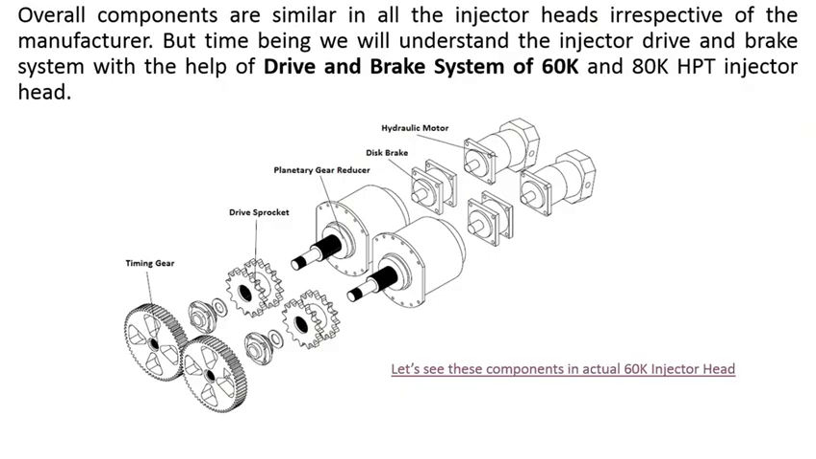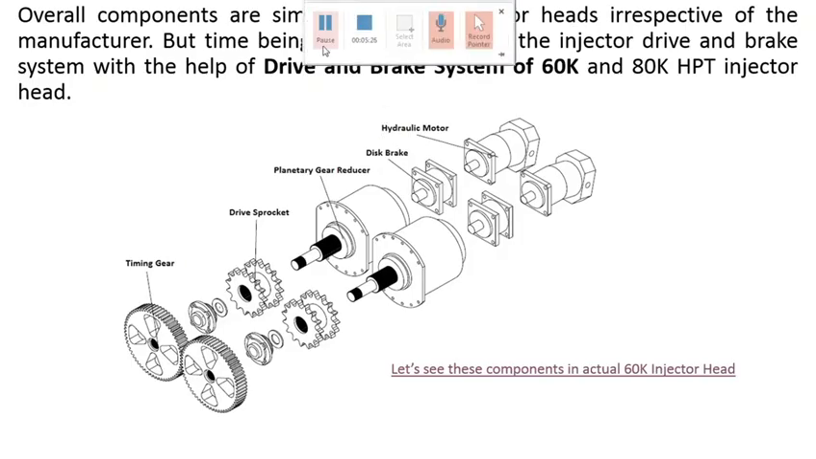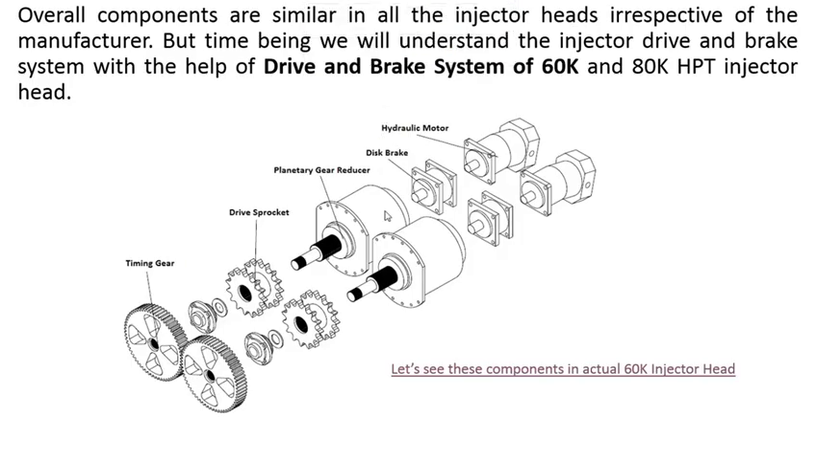So in case one hydraulic motor fails, this timing gear will keep the other chain also in movement. So the timing gear can also be used as a backup in case one hydraulic motor fails. That's all for the 60K injector head.